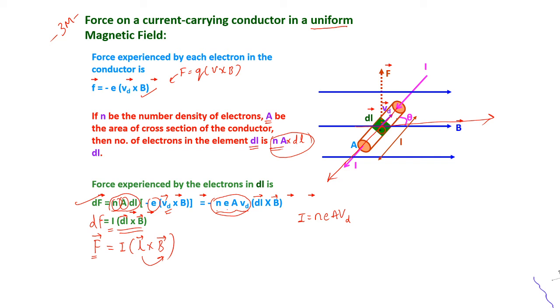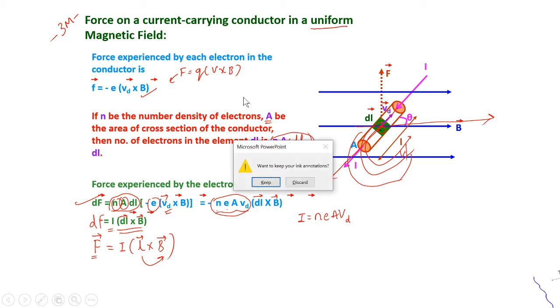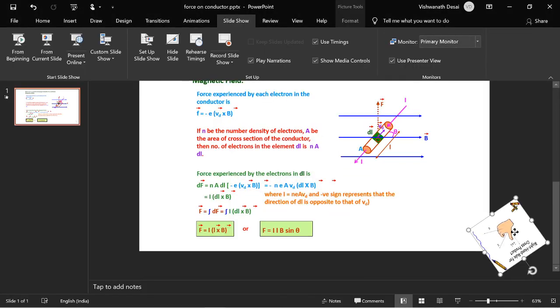Now you have to curl your finger from L towards B. L is in this direction. L towards B. All the fingers you have to curl. And where does the thumb point? The thumb points upward, coming out of the plane of the paper. So to understand that, let me take a diagram over here. So this is the diagram.